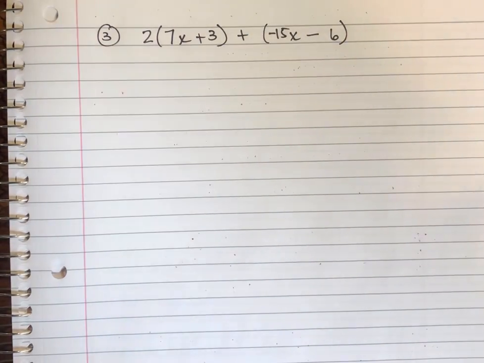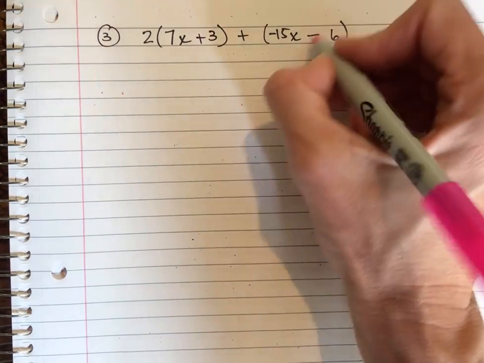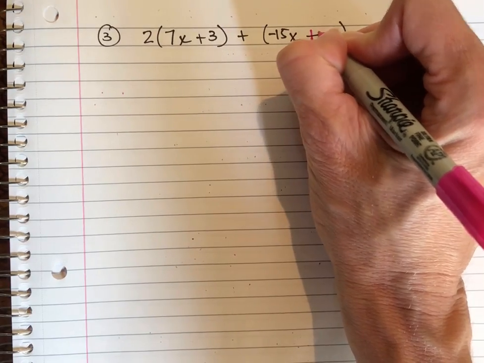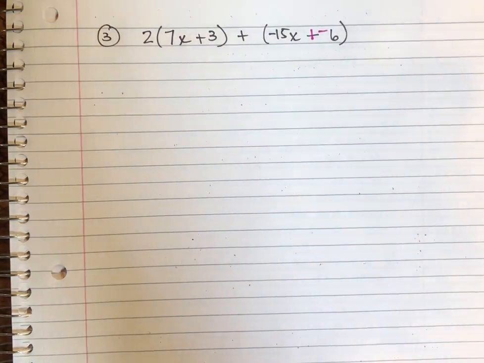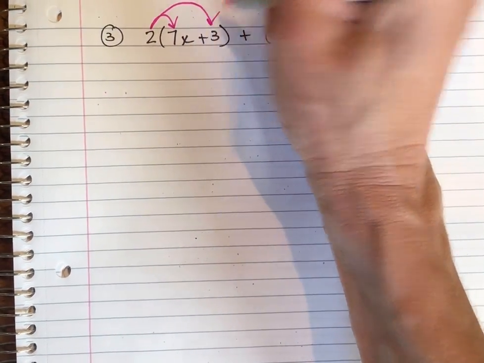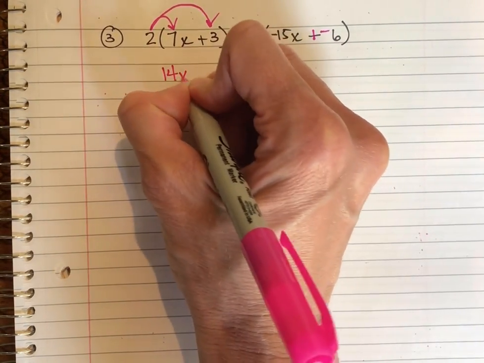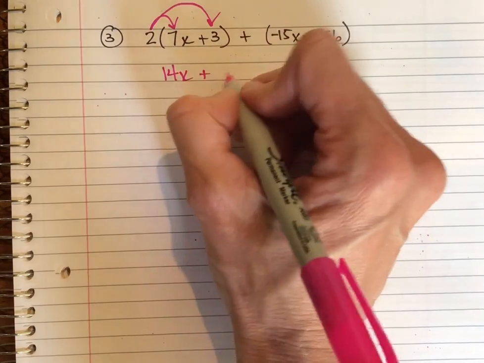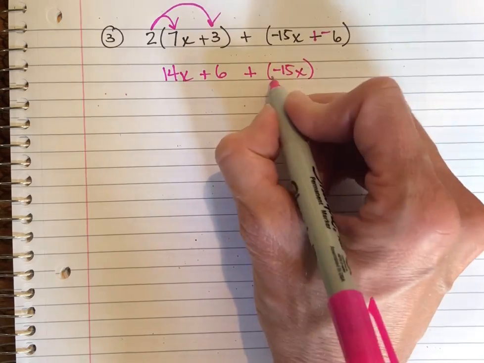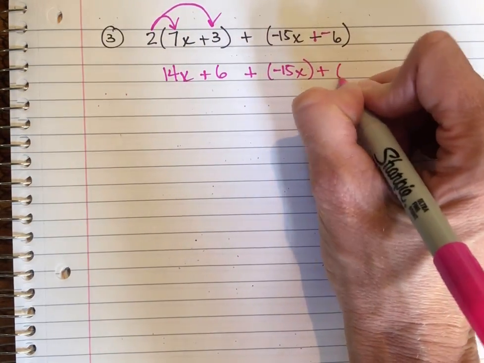That's the very first thing we have to do. This isn't subtraction, this is a negative. We're adding the negative. So this subtraction changes to addition. The opposite of 6 is -6. After I've eliminated all the subtraction, I need to do the distributive property, which I see right here. So 2 times 7 is 14x. Drop down our addition. 2 times 3 is 6. Drop down the plus and the -15x. I'm putting that in parentheses just to separate those two symbols. Drop down the addition and the -6.